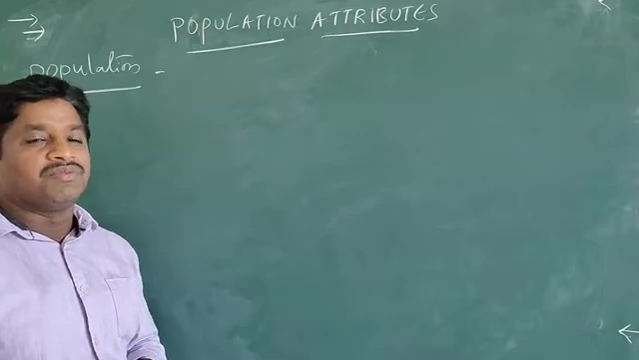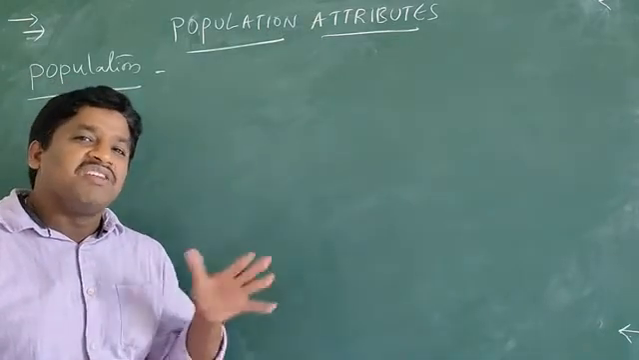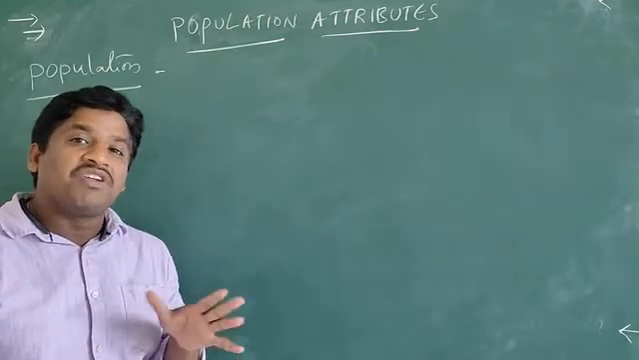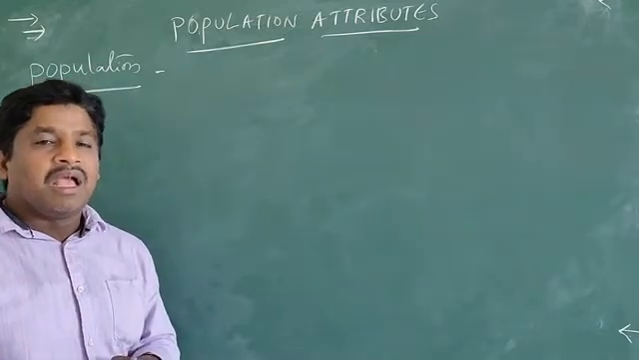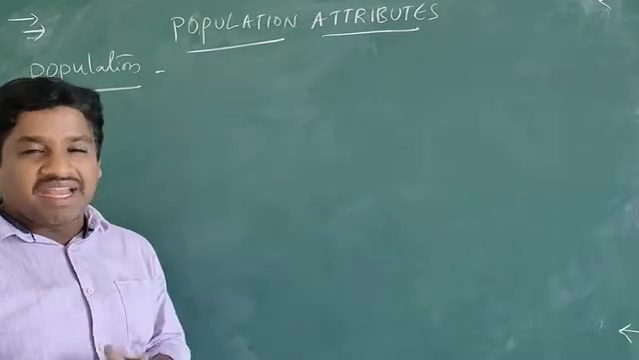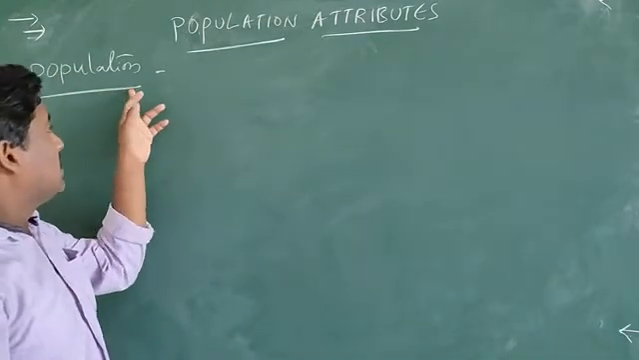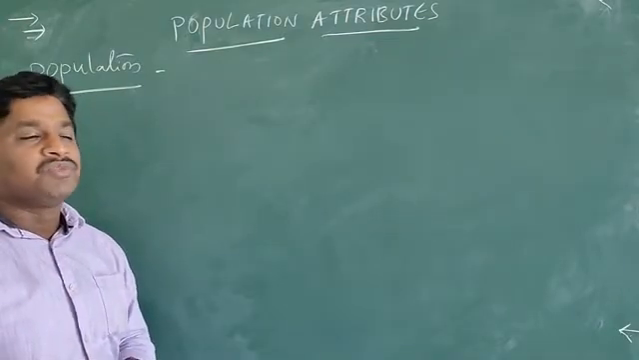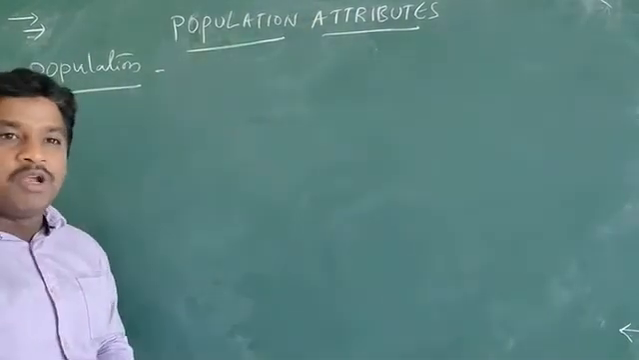One more definition: a group of organisms living in a well-defined area and also competing for the same resources and potentially interbreeding. Such organisms we call a population. Okay, next, what are the examples of population?